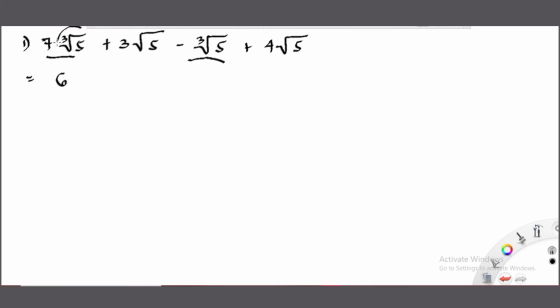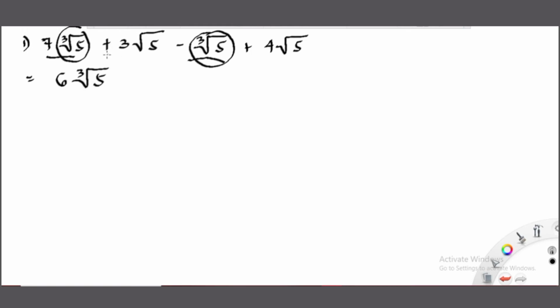And since they are the same, cube root of 5, we will just copy it. So we're going to have 6 cube root of 5. Again, we just add or subtract the coefficients, the numbers on the left side of our radical, separate from the index and the radicand. And the same radical, the same index and radicand, we copy. That's why we have here 6 cube root of 5.